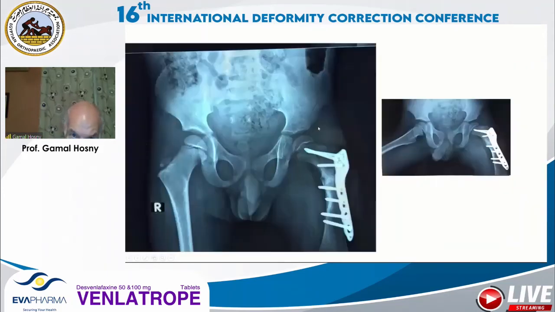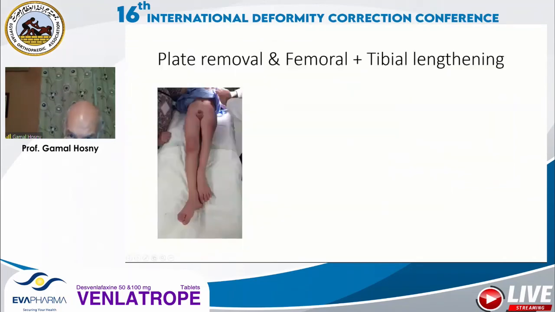And we reduced the hip. The hip is okay, so the patient is valid for lengthening. And plate removal, and at the same time, femoral and tibial lengthening.